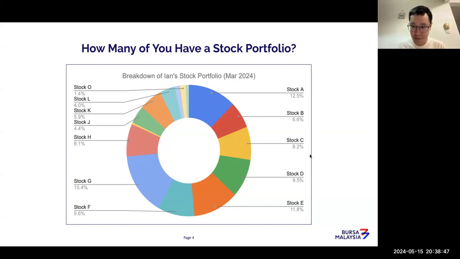Some of you have put in the stocks that you would like to look into. So we have quite a lot of stocks from very different industries, very different in terms of sizes, and very different in terms of business nature. Very good. Desmond Chong, you mentioned Public Bank.